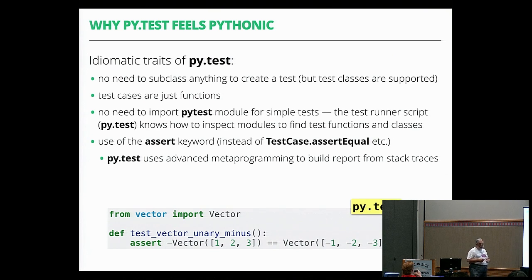So what are some of the idiomatic traits of PyTest? You don't need to subclass anything to create a test, but you can also organize your tests in classes, not only subclasses of unittest TestCase, but also classes with other structures. In the simplest case, the test cases are just functions, which saves a lot of boilerplate. You don't need to import PyTest in simple cases like this, and you use the assert keyword, like I said.